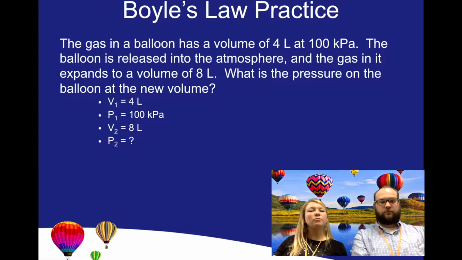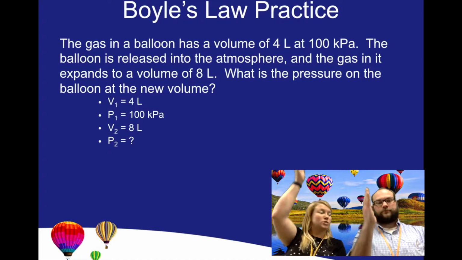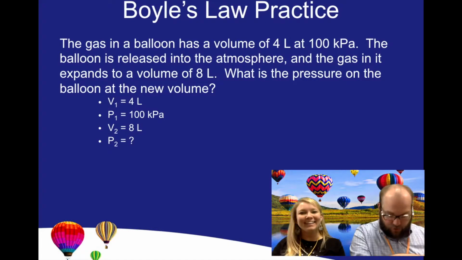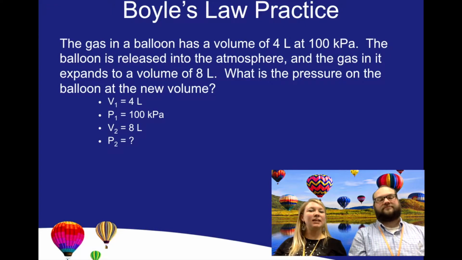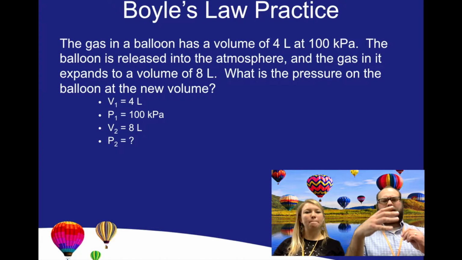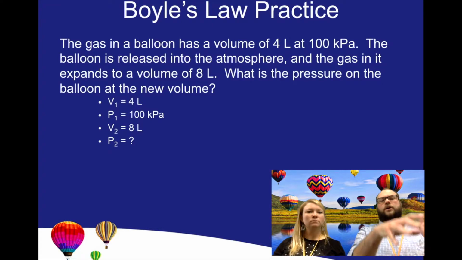The balloon is released into the atmosphere, so it's somewhere up by us. Well, somewhere down there. And the gas in it expands, so it's getting bigger, to a new volume of 8 liters. We want to figure out what the pressure is on the balloon at the new volume. So I have an initial volume, which is 4, my final volume is 8, and I've got the initial pressure. That makes sense. I got this.